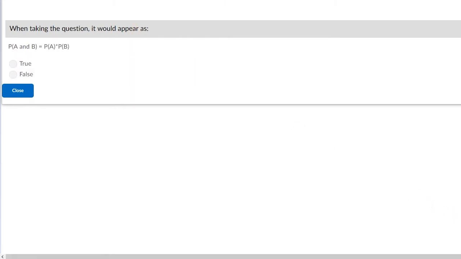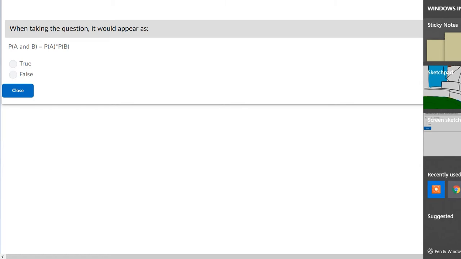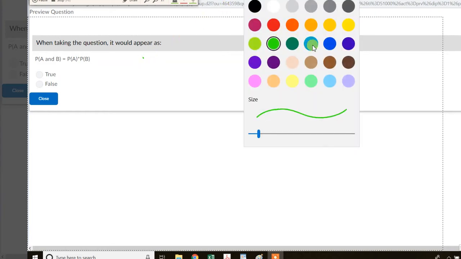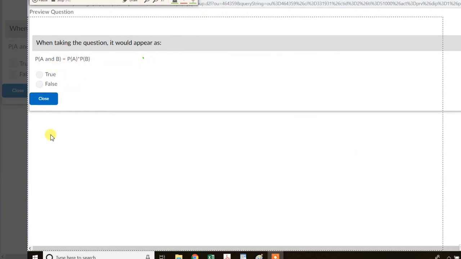Okay, so here's our second problem, and let's just bring up the writing tablet. The idea here is, can we just get the probability of 2 events occurring at the same time? That's what this is asking for. When you say A and B, that means both events occur at the same time. What's the probability of that happening? Is it just the multiplication of the 2 probabilities?